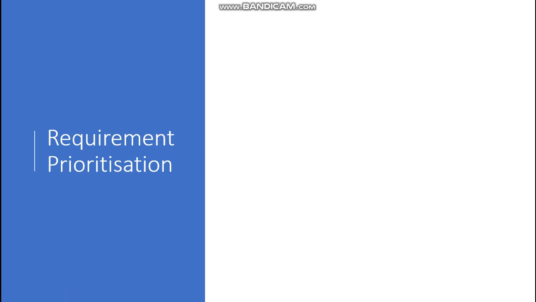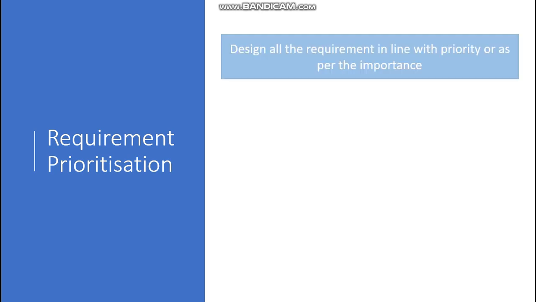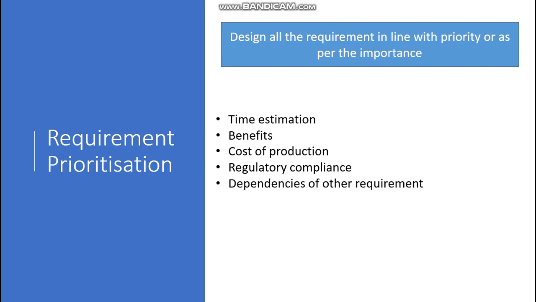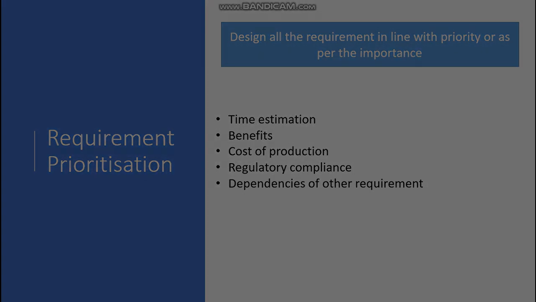We have to prioritize the requirement with time estimation. We have to prioritize the requirements by benefits of its development. Cost of production is one of the most effective factor of requirement prioritization. We have to prioritize as per the regulatory compliance and dependencies of other requirements. Once we have prioritized requirements and all, we have clear set of requirements so that we can proceed with the development.